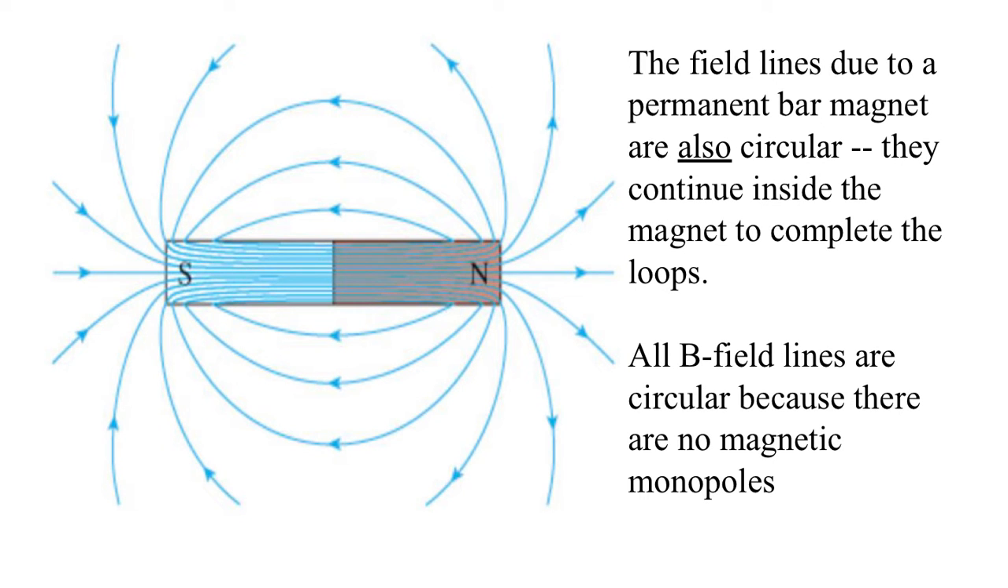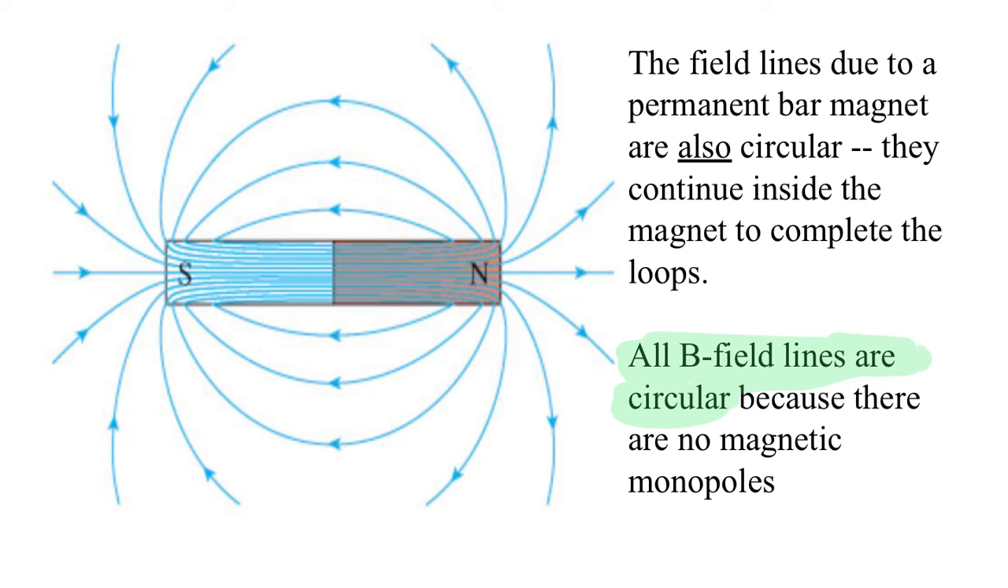Field lines due to a permanent bar magnet are also circular. The field goes out here, comes back in, and then goes through the bar and out again. They continue inside the magnet to complete the loop, because there are always loops. All magnetic field lines are circular because there are no magnetic monopoles. It's worth taking that away.